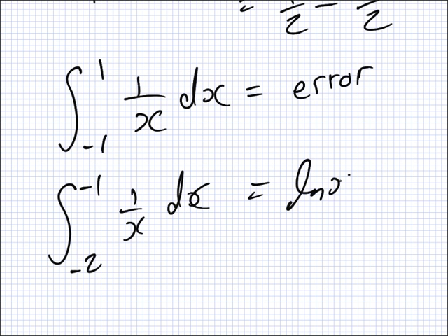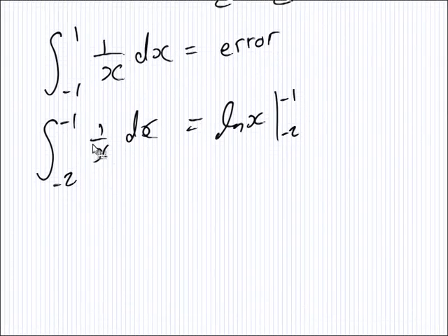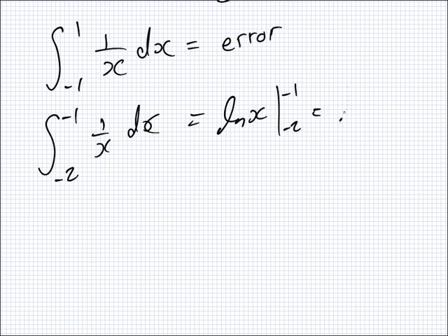This is log x, isn't it? Yes. From minus 2 to minus 1. So you sub in minus 1, and then you minus, and you sub in minus 2. Did I get that right? Yeah, oh, it's not 0.69, is it? Sorry. But anyways, it's the last one.